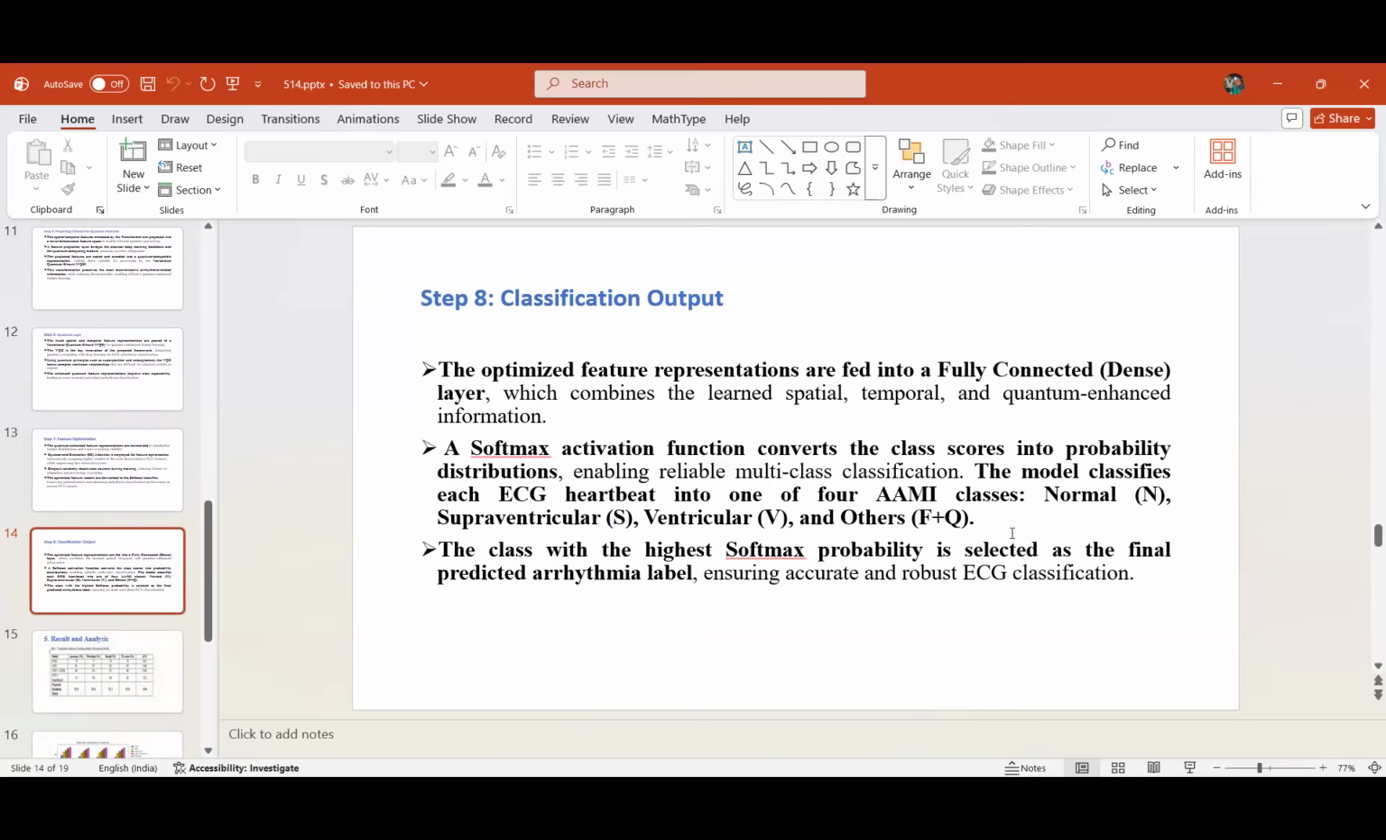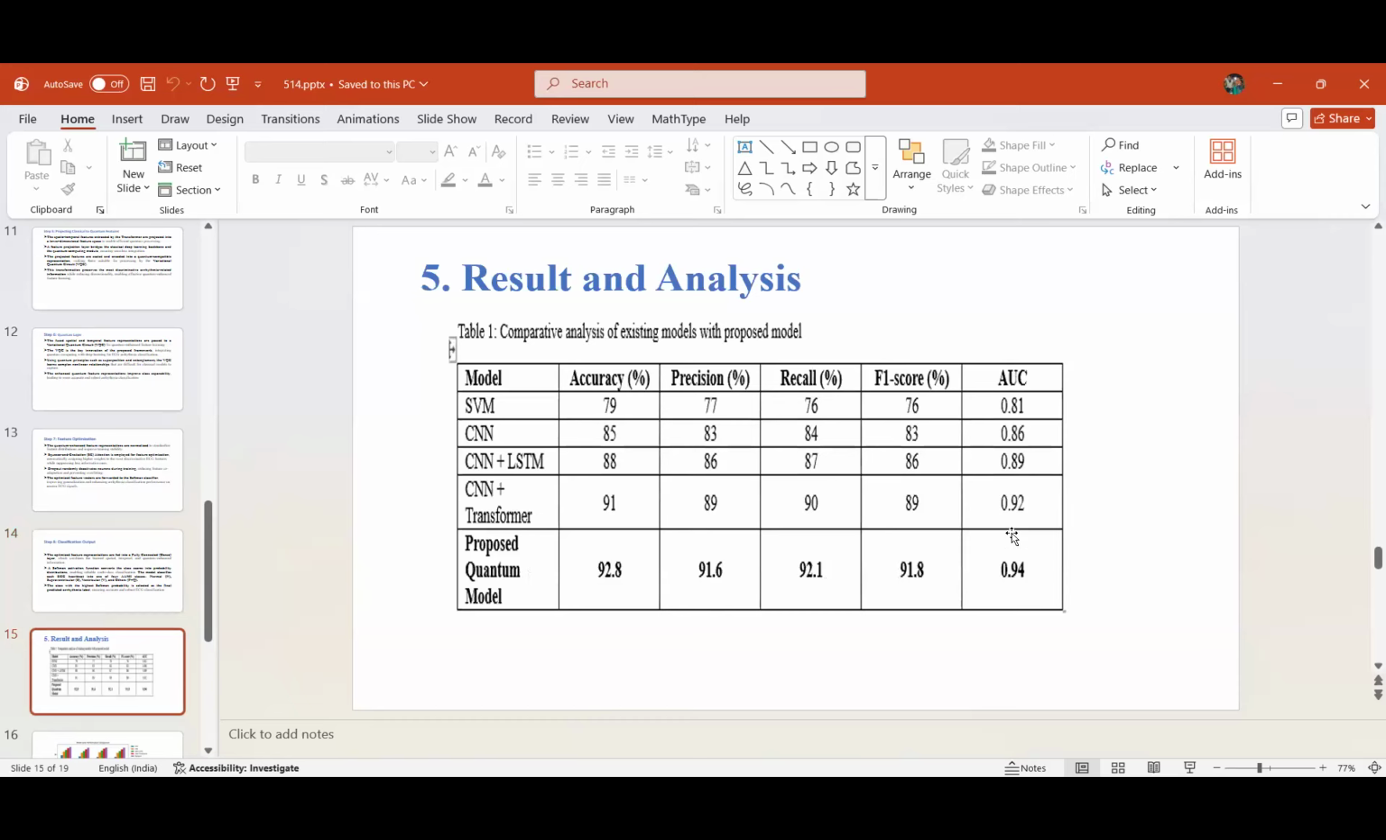We use the softmax activation function for the multi-class classification. Once the arrhythmia is detected, we classify whether it is normal, supraventricular, ventricular, or others. The class with the highest softmax probability is selected as the final clinical output. So this is the result analysis.